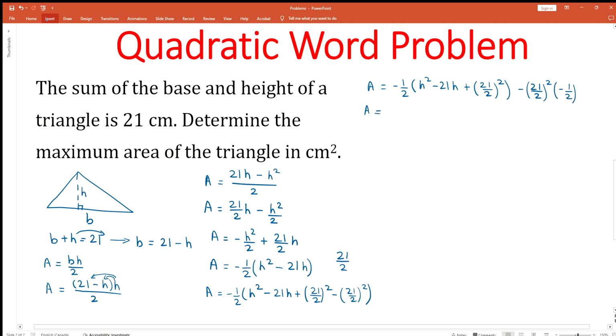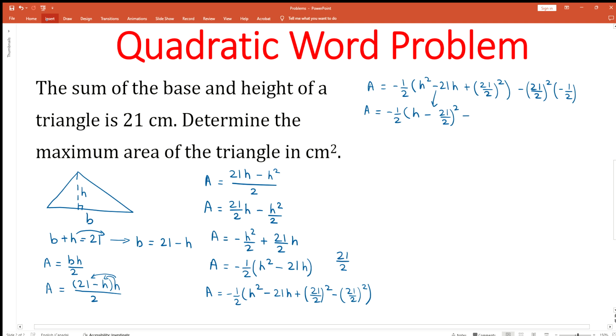Now we can complete the square. In the parentheses, we should first write the variable h. Next, we should write the sign of the middle term, which is negative. And next, we should write the number that we squared, and that's 21 over 2. We close the parentheses and put the square outside the parentheses.